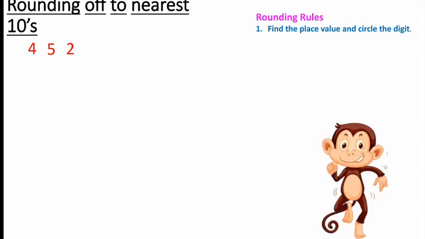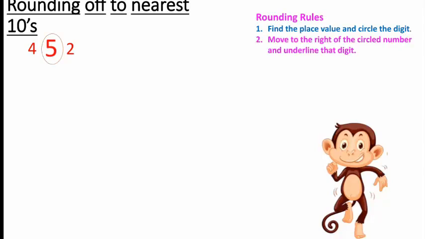So children, what digit is present in the tens place for this given number? Let us find that digit first. So in the given number 452, what is your tens place digit? It is 5. Okay, so we will circle this 5. Understood? Next rule, move to the right of the circled number and underline that digit. So on moving to the right of the circled digit, we have got a next door digit, that is 2.